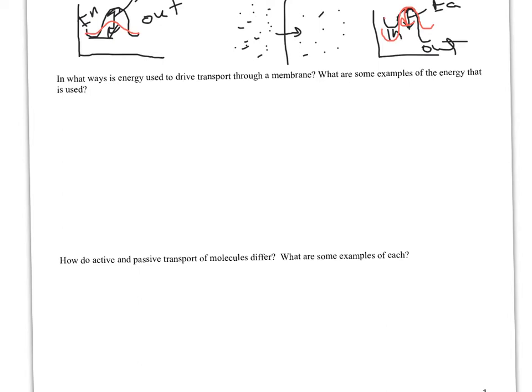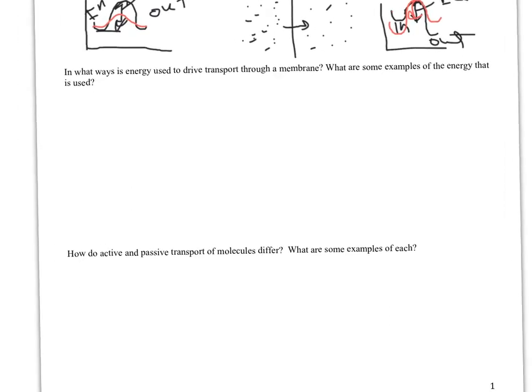In what ways is energy used to drive transport through a membrane? What are some examples of the energy used? Well, the main ones are gradients, chemical energy like ATP hydrolysis, and stuff like that.